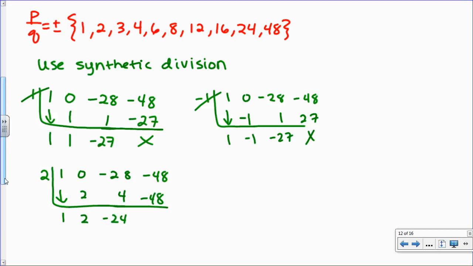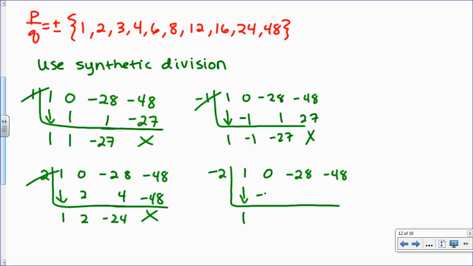Close. I'm close, but that still is not working. So negative 2 should work. Okay, 2. So remember, synthetic division, you're multiplying and then adding down. And I get positive 48 and 0. Okay, so 1, 0 is negative 2.